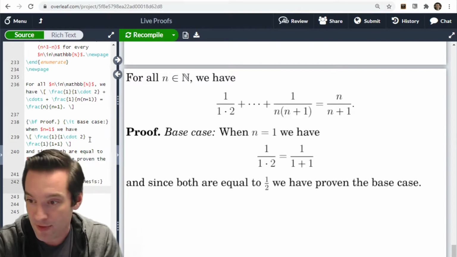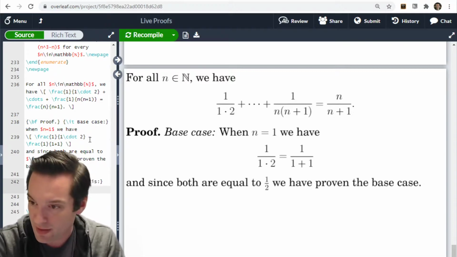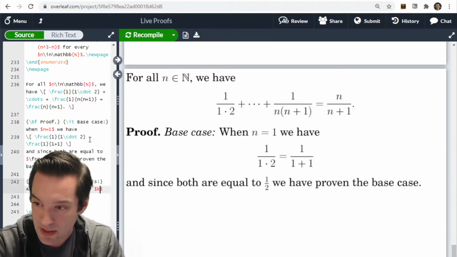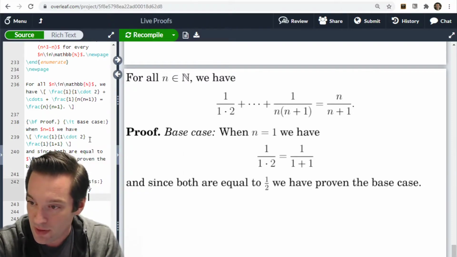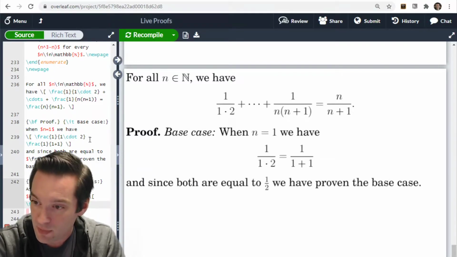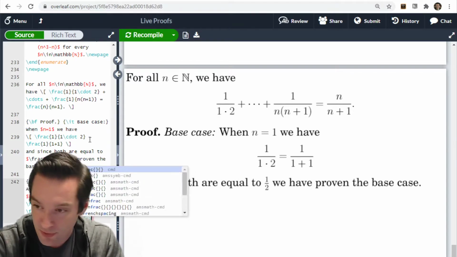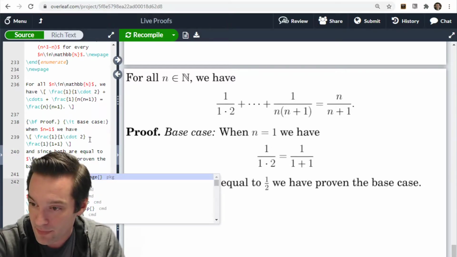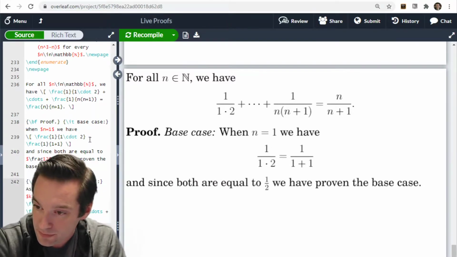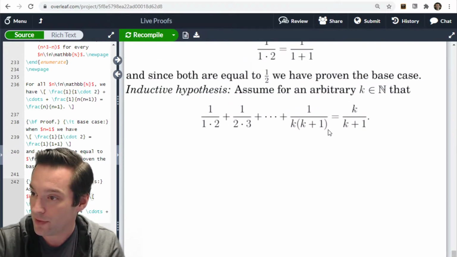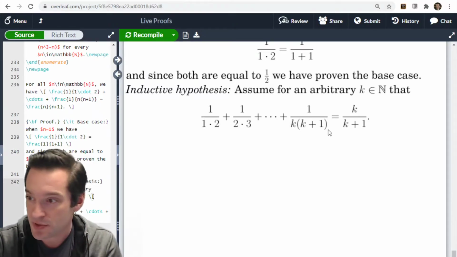In the inductive hypothesis, we assume, for an arbitrary k in the natural numbers, that 1 over 1 times 2 plus 1 over 2 times 3 and so forth plus 1 over k times k plus 1 is equal to k over k plus 1. So we make that assumption. This is the thing we get to assume is true.